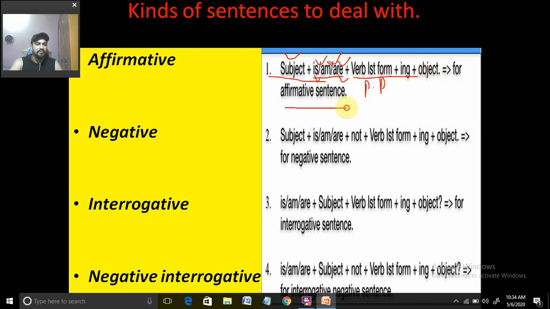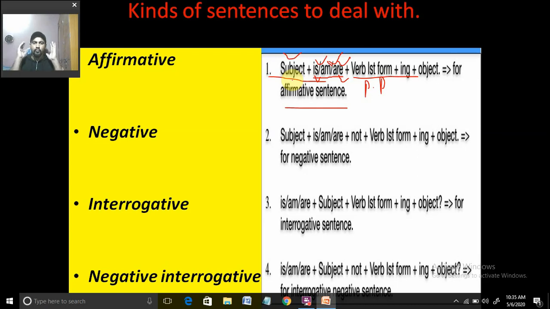For the affirmative sentence, this is the structure you need to keep in mind: subject, helping verb, main verb, and object. That's it. So four things are there. What are the different helping verbs? Is, am, are. What are the different subjects? Singular, plural. So singular or plural subject plus is, am, are plus v1 plus ing plus object. That you need to keep in mind.